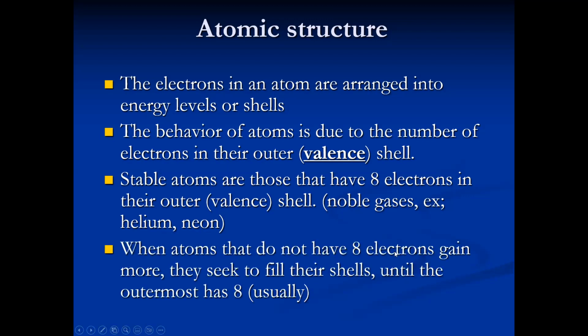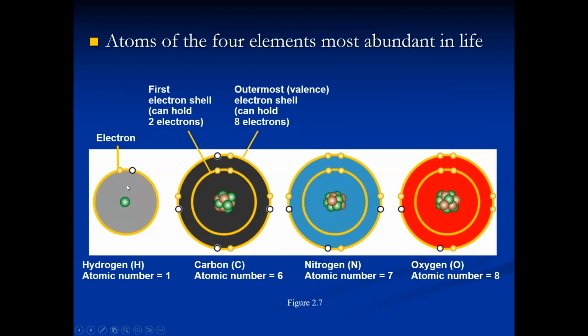When atoms do not have 8 electrons, all those other than the noble gases, they seek to fill their outer shells until they usually have 8. So the idea is that they want 8. If they're very small, they want 2. But they seek to fill them by forming bonds. Now, notice hydrogen here only has 1 ring around it. The innermost ring of all atoms has only space for 2 electrons. Now, when you go to the next outer shell, there's room for 8.